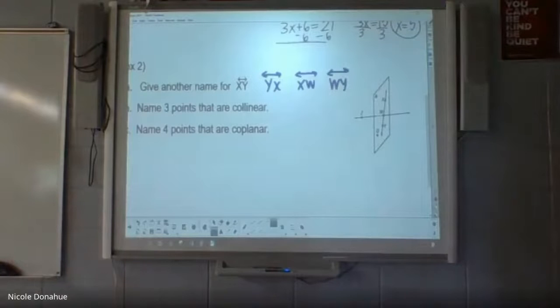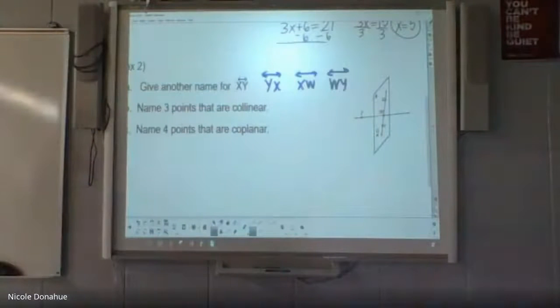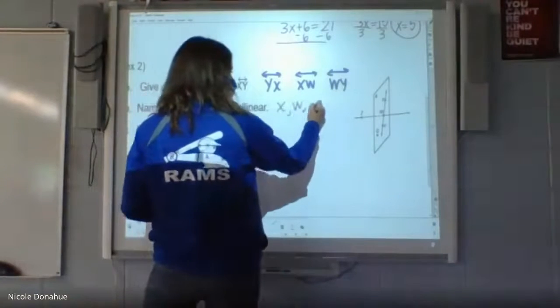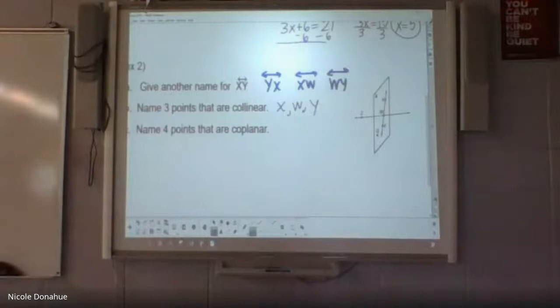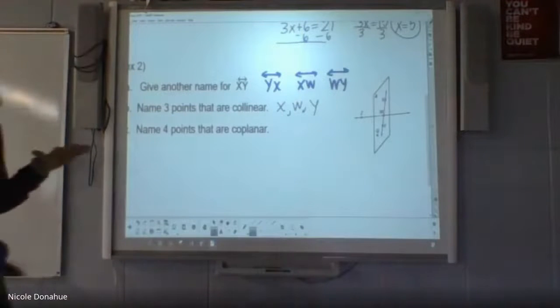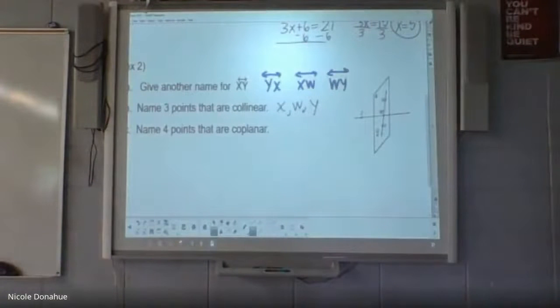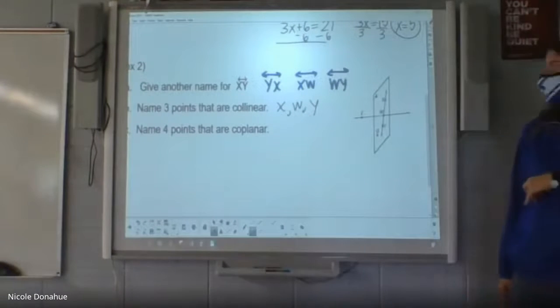3 points that are collinear. The last one kind of gives it away. It's all the points we were just talking about. X, W, Y are all in the same line. And maybe, Lena, this will help you with your idea of the coplanar idea. So give 4 points that are coplanar. Well, maybe we'll talk about non-coplanar too. So 4 points that are coplanar.